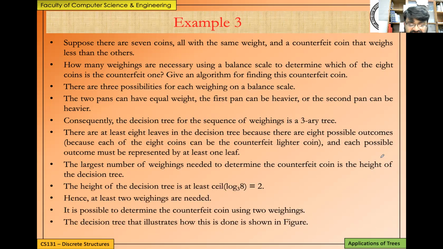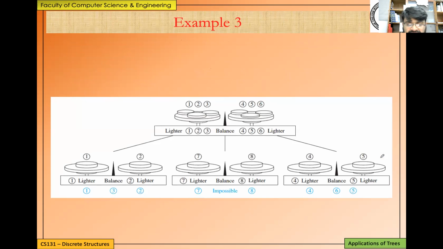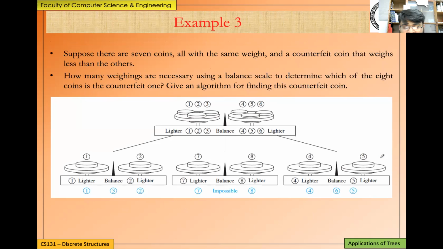And the decision tree that illustrates how this is done is shown in the figure, and we'll see the figure here. Suppose that there are 8 coins, and this is the question actually. So we notice that you can actually put 3 coins and 3 coins on the balance. If they weigh equal, all you need to... this is the next level, and this is actually even faster than the one that I had decided or that I had fixed myself on. So in this case, this is what they do.